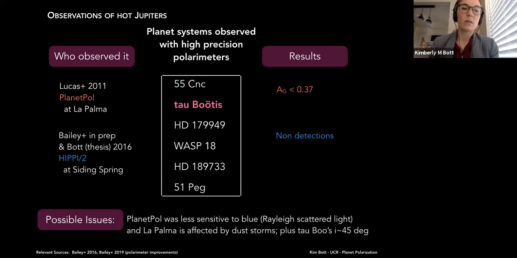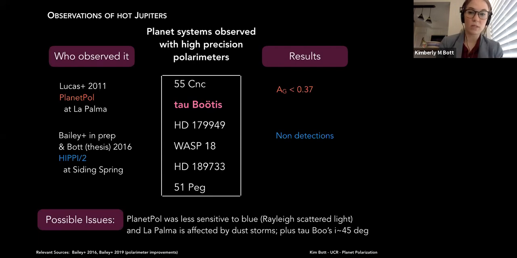Next, we have Tau Boo. The same British group also looked at that, as well as an Australian group with the HIPPI and HIPPI-2 polarimeters. And this group is kind of an offshoot of that British group. Jeremy Bailey used to be part of the PlanetPol group and then built his own polarimeters after moving to Australia. So HIPPI was meant to be more sensitive in blue light than PlanetPol was, to detect these Rayleigh-dominated atmospheres in polarized light.